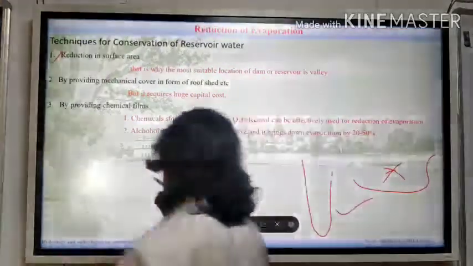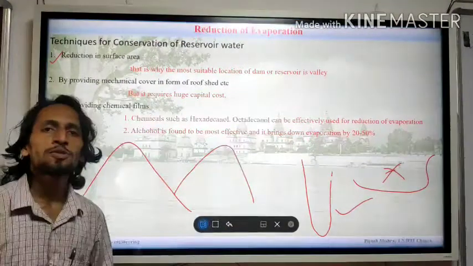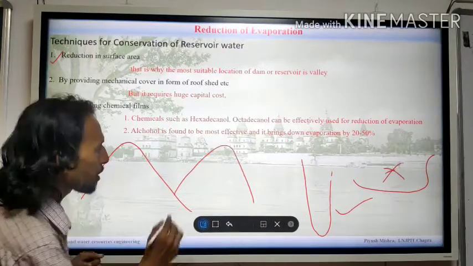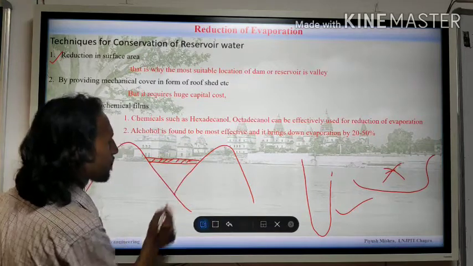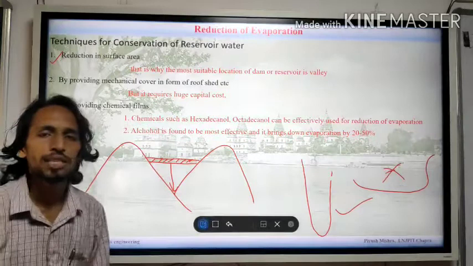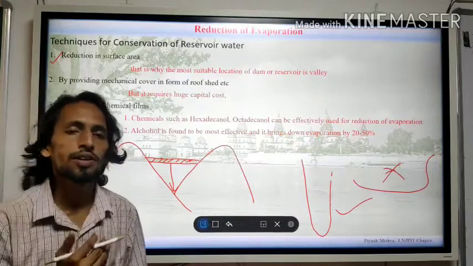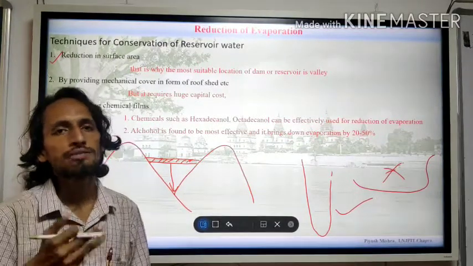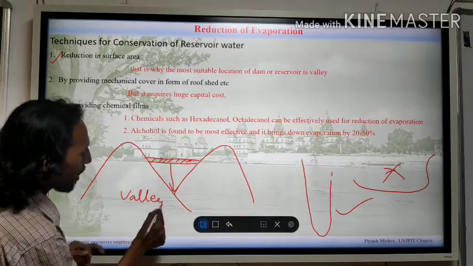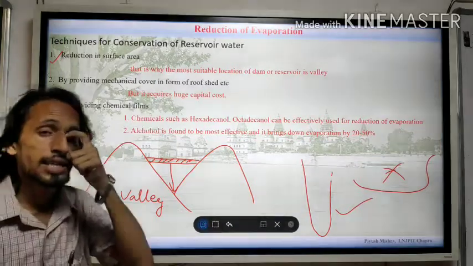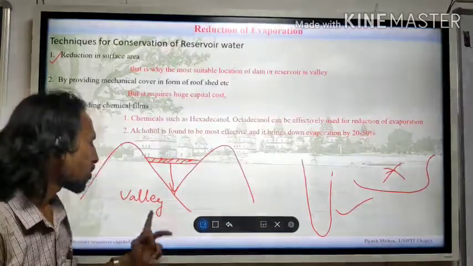सो दैट इज व्हाई यू विल सी व्हेन इफ देयर आर टू माउंटेन्स. ओके, सो if you have to select the ideal location of the dam, what will you do? You will make dam here, okay, so that this will give you higher depth. Okay, thus your water from the dam will not evaporate fastly. So this is called valleys. Okay, so I have also given you the point that ideal location for a dam to be constructed is your valley.